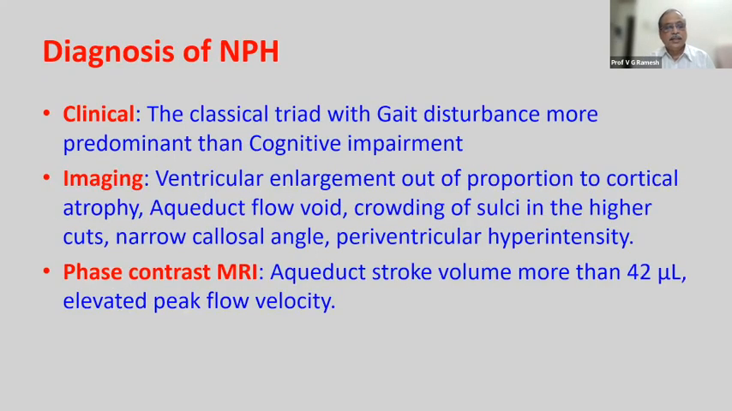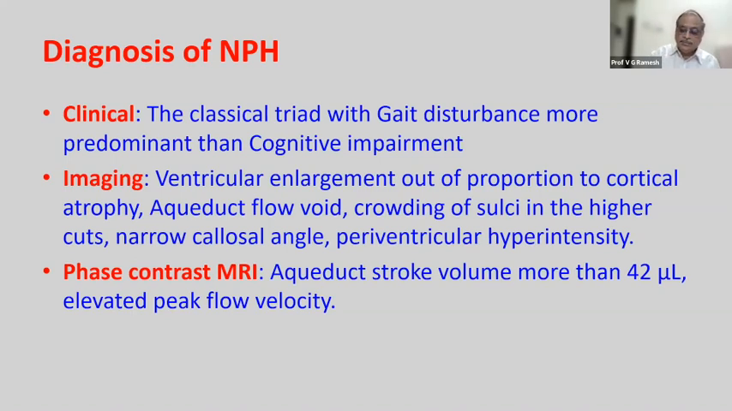Of course, as Professor Takagi pointed out, the diagnosis of normal pressure hydrocephalus is mainly clinical, supported by imaging. And also, recently CSF studies have complemented the diagnosis in doubtful cases. So the classical triad is gait disturbance, dementia, and incontinence, with gait disturbance being more predominant than the cognitive disturbance. This is the most important clinical feature of NPH, which differentiates it from other causes of dementia, where dementia predominates over the gait disturbance and other things.